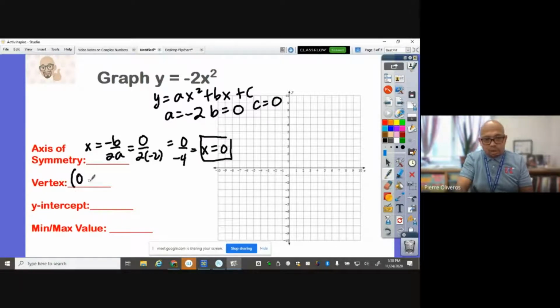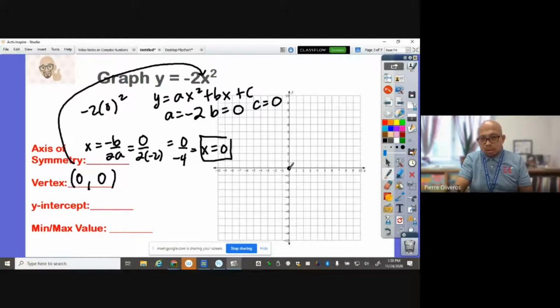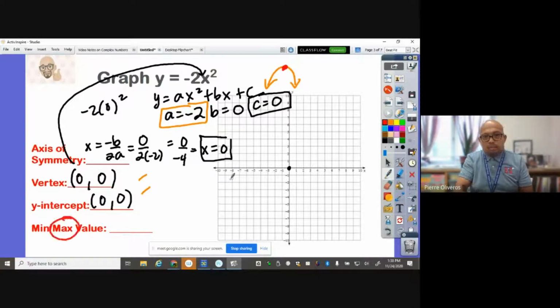So in your vertex, write the 0 there already. You plug in a 0 for the x here. That will give us negative 2 times 0 squared, which will still give us a 0. So that's your vertex, that black point there. The y-intercept is whatever the value of your c, so that will be 0, 0 again. And that is also a coincidence again for the second time. Since the a value is negative, we know it's going to open downward. If it opens downward, the vertex here is your maximum point. What's the maximum value? The maximum value is the y-coordinate of your vertex, which in this case is 0.